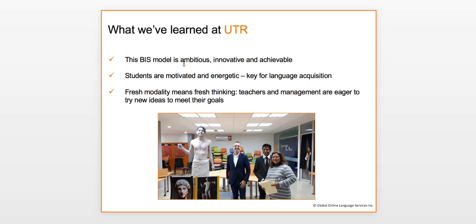We definitely learned that the BIS model is ambitious. So to think that these students had just come out of a 5-month immersion program, and some of them had effectively no English going into that, and were able to have a strong A2 level on graduation day means that this is an ambitious program, yet it's achievable. We also learned that the teachers at UTR, and we imagine the rest of the BIS team members, are definitely fresh thinking, and they're open to trying something new to meet their ambitious goals.